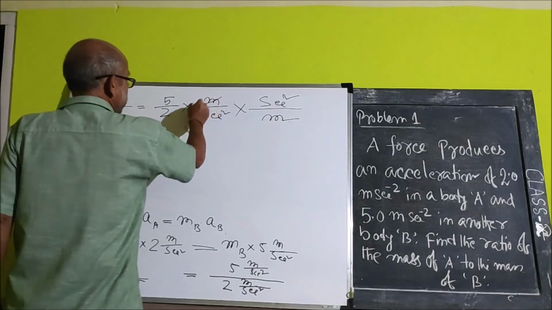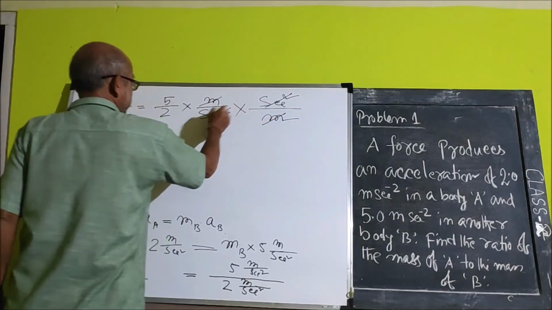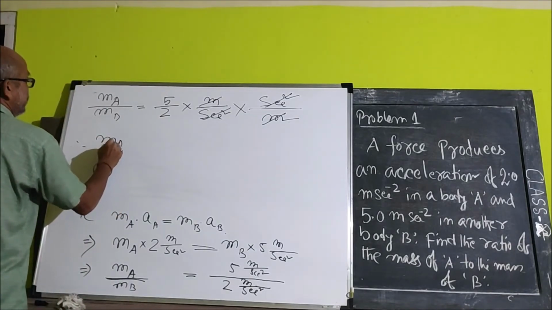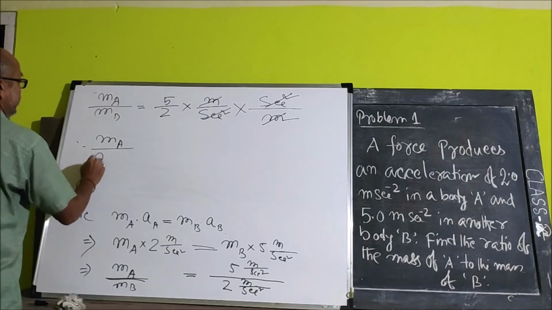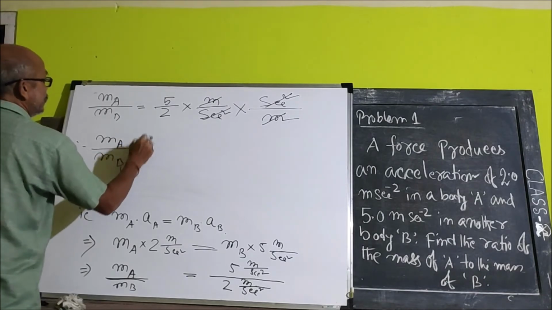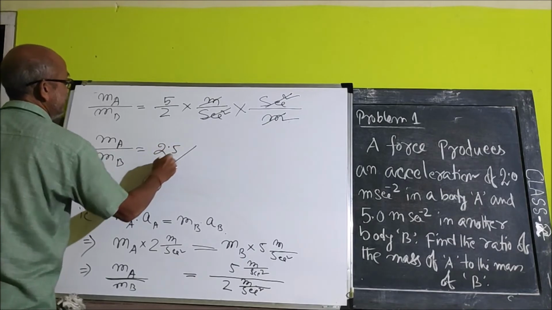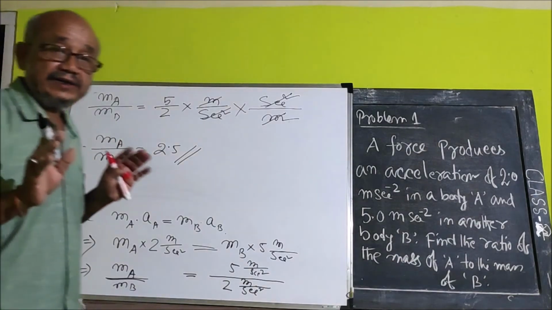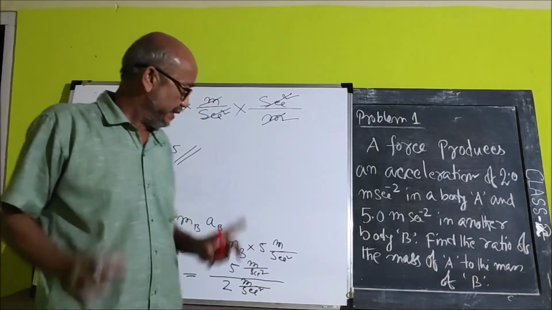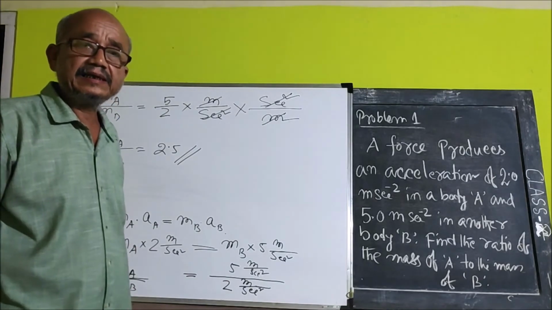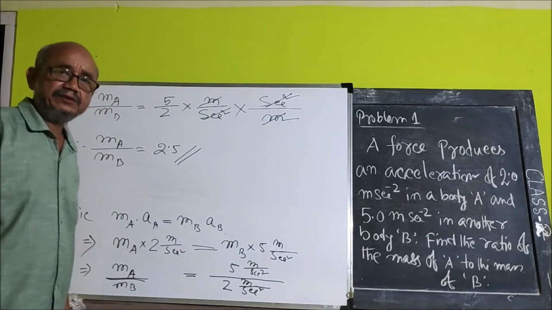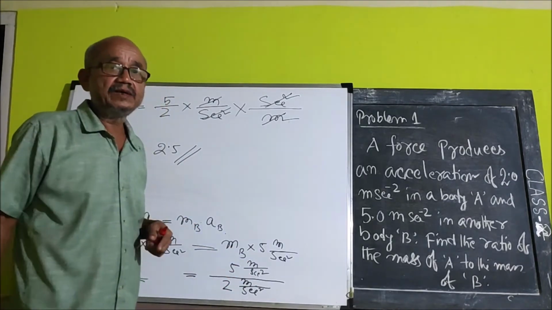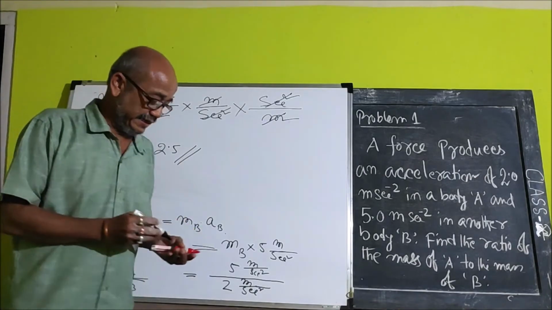Now the seconds squared cancel. Therefore the ratio of the mass of body A to the mass of body B equals 2.5. When you find it difficult to use the dimensions, you can simply use this one, with no need to write the units, and finally you have to write the unit. Now the second problem.